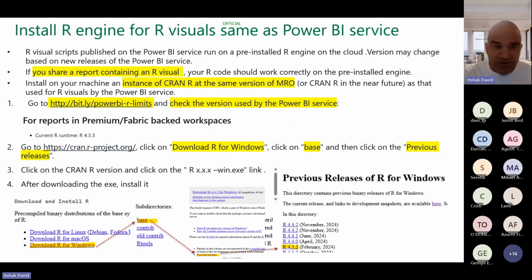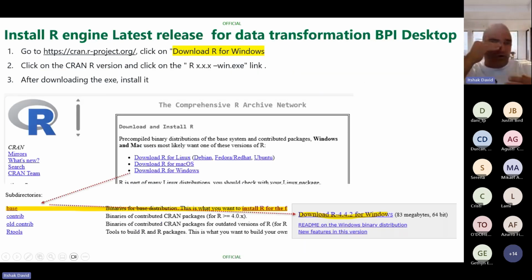Okay. So how do you download this specific version which is compatible with the Power BI service and Fabric? You go to the CRAN project, download for Windows, click Base and Previous Releases. You can see it here, and you will download the version which is compatible with the Power BI service for the R visuals. But in our case, I want to use all the new features, and I will install the latest version of the R engine for data transformation in Power BI Desktop.